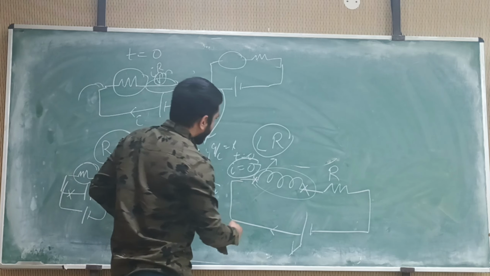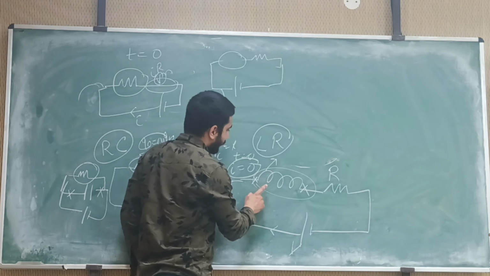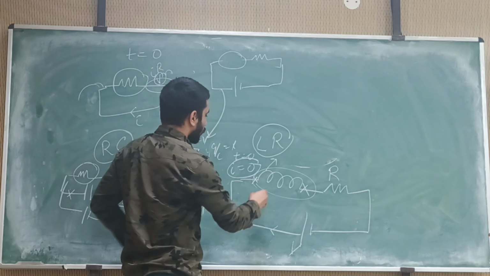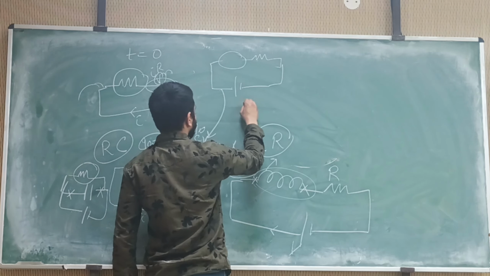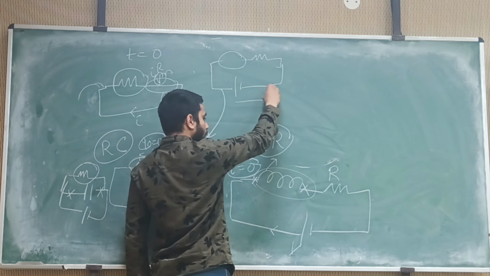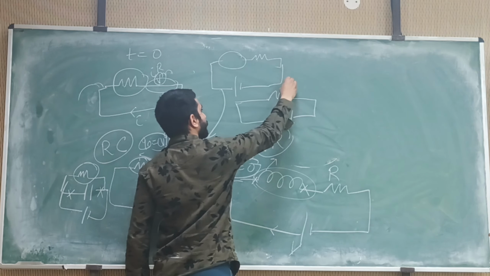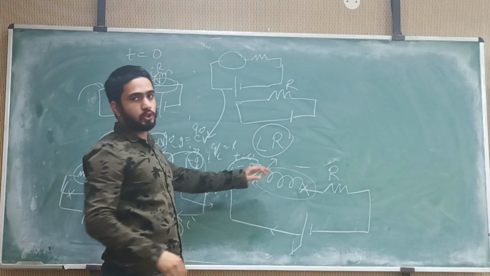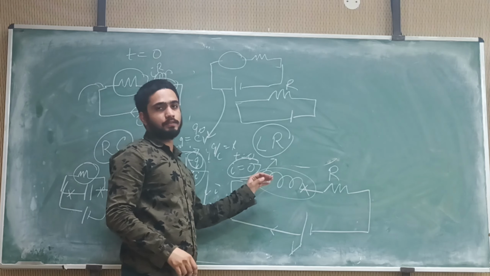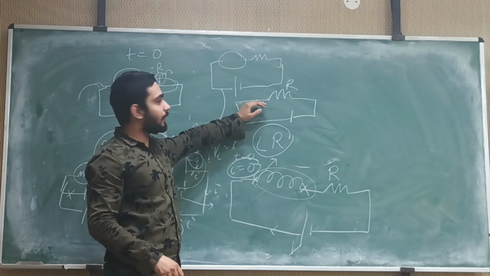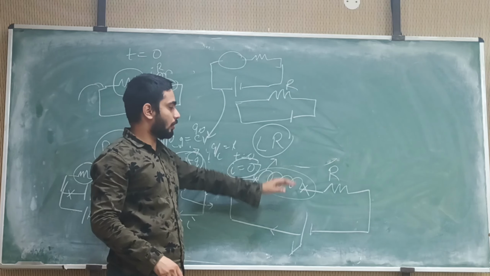Okay, at time t equal to infinity, what will happen here? It will be fully charged, so this inductance we can replace with a wire. Okay, so the circuit will be like this. At time t equal to infinity, the resistance offered by this inductance will be zero. We can simply replace this with a zero resistance wire and solve the question.